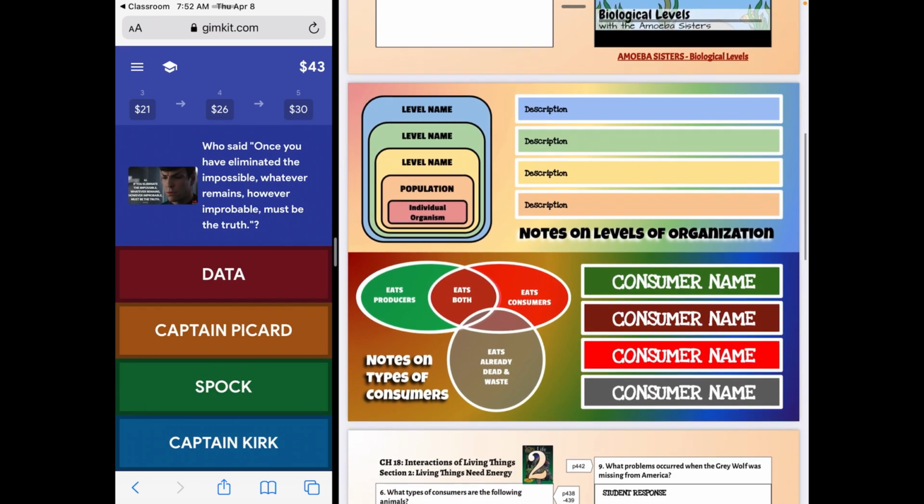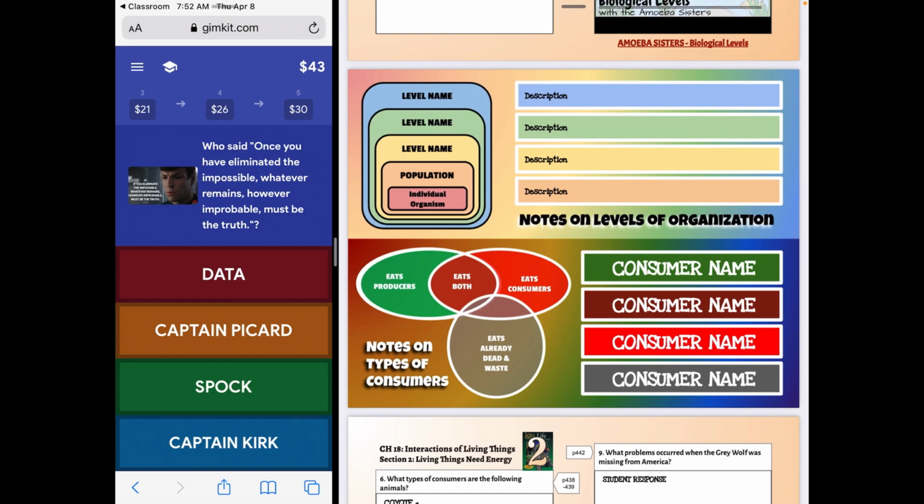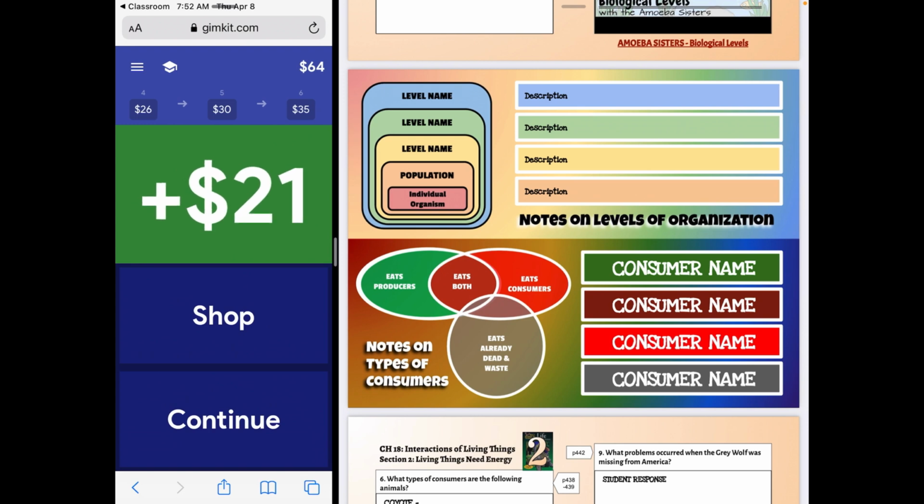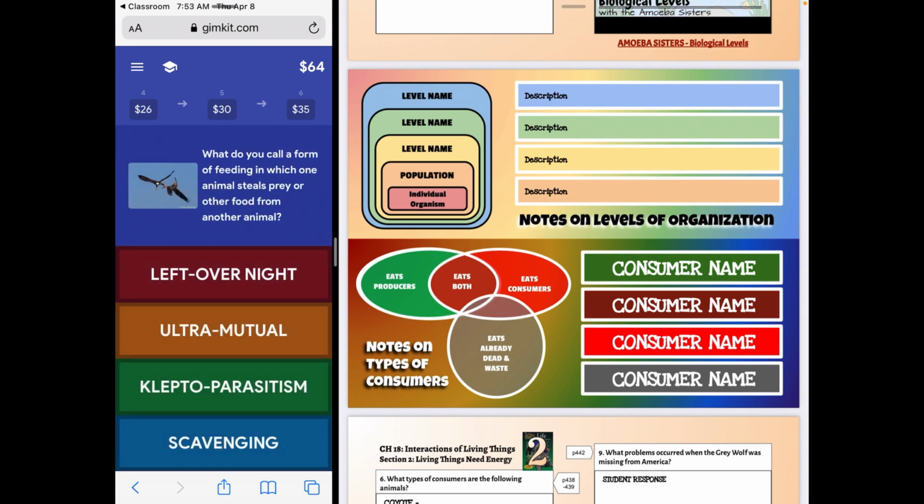Ooh, this is a Spock question. Captain Spock said, yeah, that's Star Trek. That's silly. That's for fun. Go Spock.